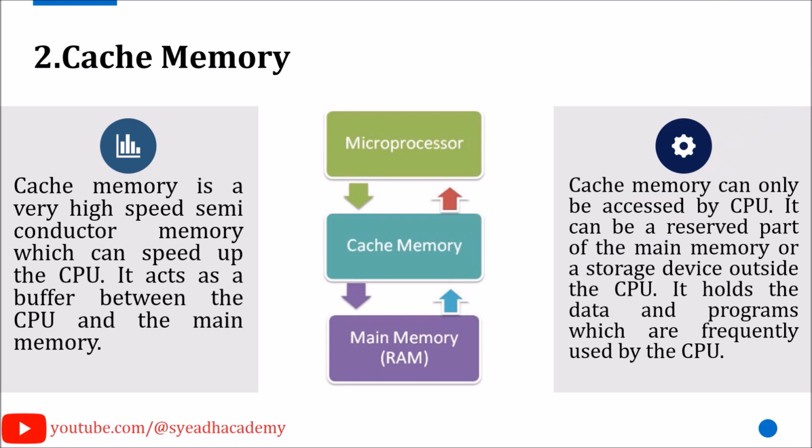Cache memory. Cache memory is a very high-speed semiconductor memory which can speed up the CPU. It acts as a buffer between the CPU and the main memory. Cache memory can only be accessed by the CPU. It can be a reserved part of the main memory or a storage device outside the CPU. It holds the data and programs which are frequently used by the CPU.